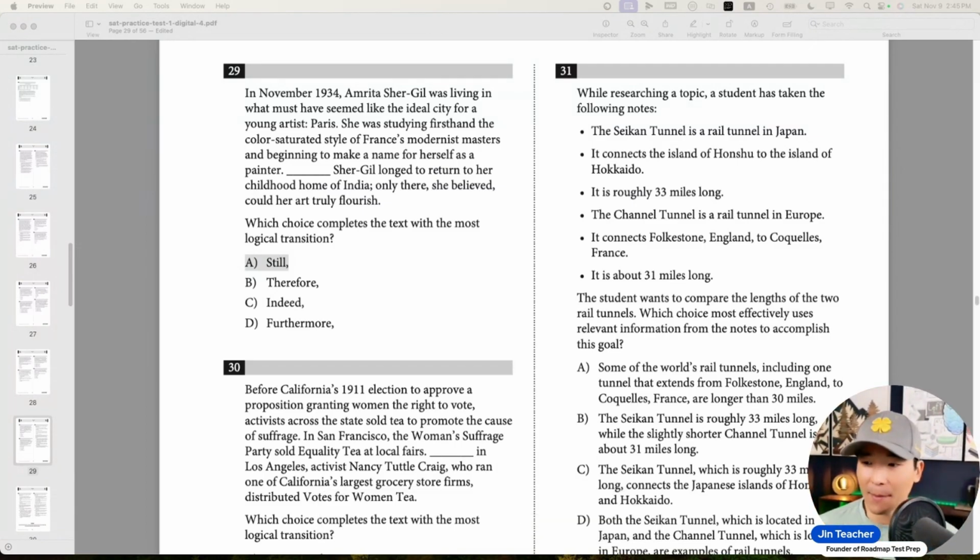Just got to adjust my webcam. I have an AI webcam. Sometimes the AI kind of bugs out on me.